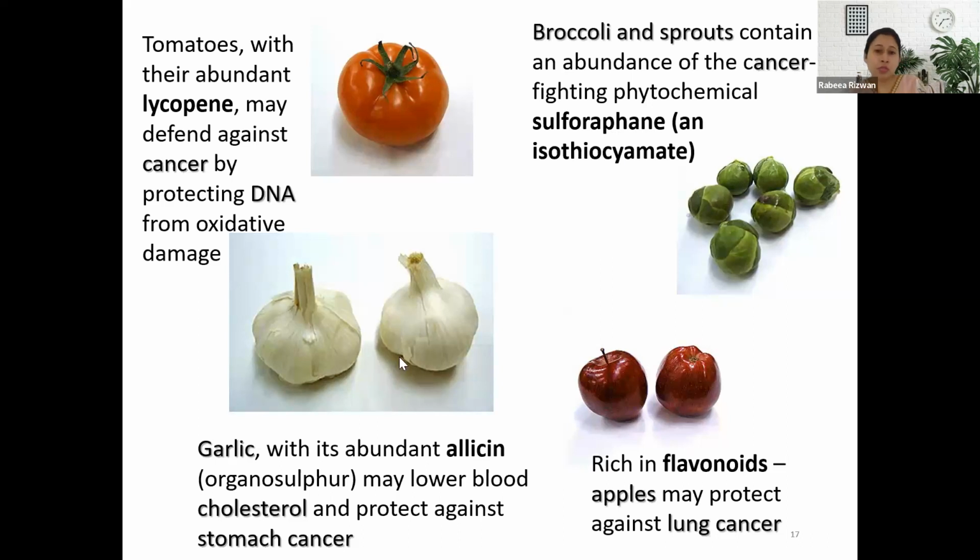Garlic is also a good source. It strengthens our immunity against certain fungal infections, and in addition some parasitic infections as well. This chemical is mainly called allicin, which is one of them. It also helps to lower blood pressure by lowering the blood cholesterol in our body and also protects our body from stomach cancer. Next is the example of apples, which contain flavonoids and protect our body from lung cancer.